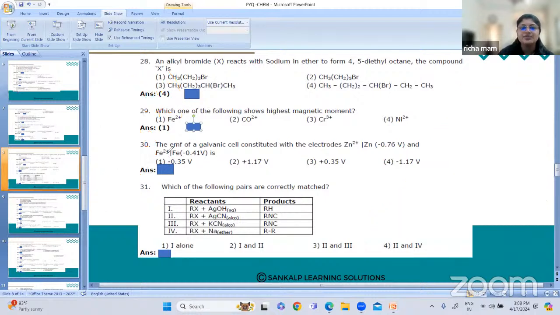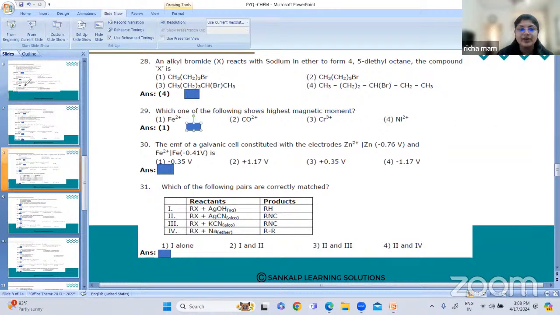Next question. The EMF of the galvanic cell constituted with the electrodes Zn plus 2 and Fe plus 2. So what is the EMF of the cell? The electrode potentials are given. Zn is minus 0.76 and Fe plus 2 is minus 0.41. The EMF of a galvanic cell constituted with the electrodes Zn plus 2 and Fe plus 2 is?